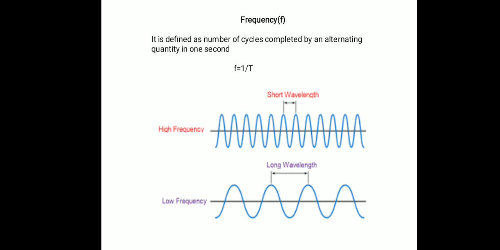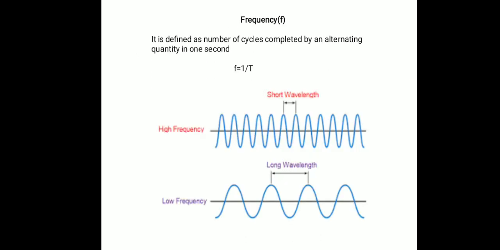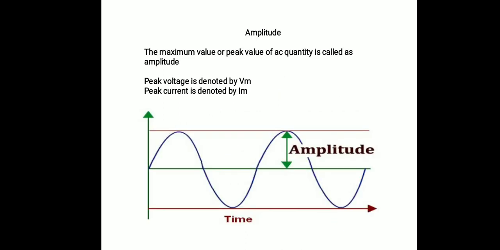And what is the formula for frequency? Frequency is equal to 1 by T. T means time period. Already we have seen the time period. Time period is the time required to complete one cycle. If we take the reciprocal of it, it gives us the frequency of the sinusoidal waveform. So, high frequency and low frequency. In high frequency, a large number of cycles are completed in 1 second, and in low frequency, fewer cycles are completed in 1 second.